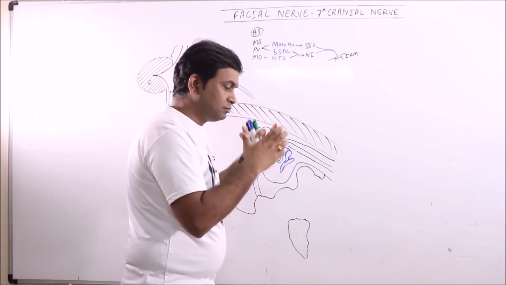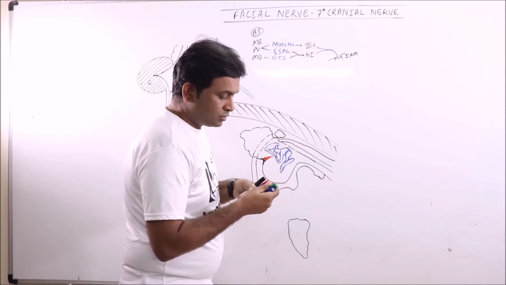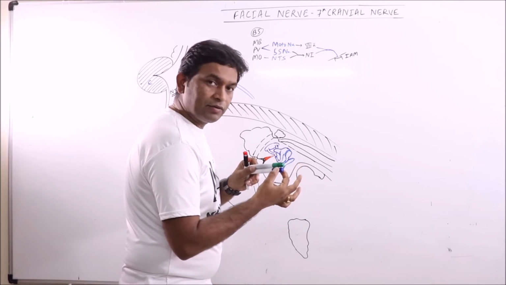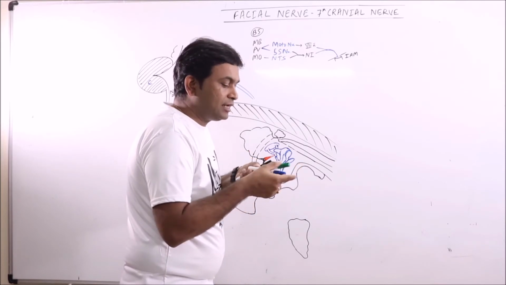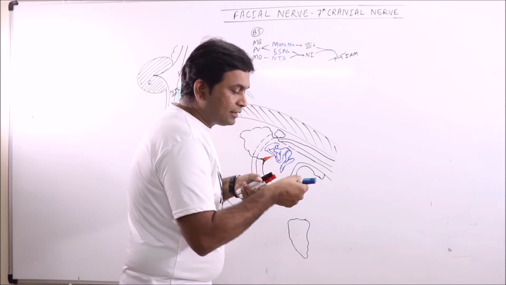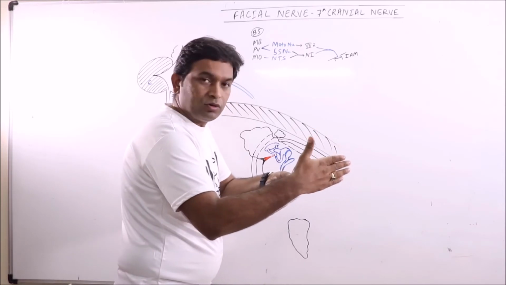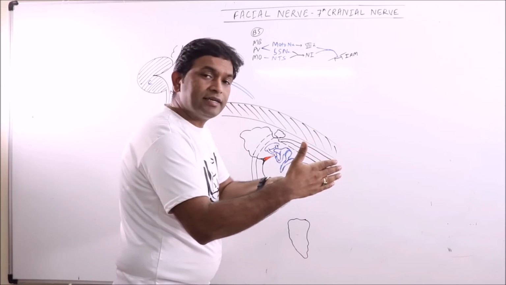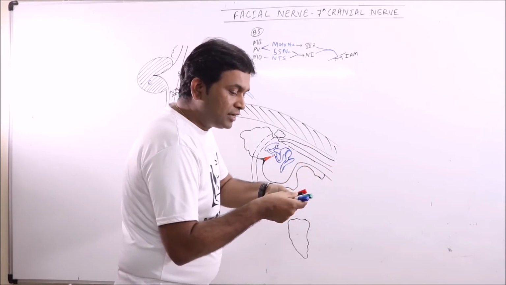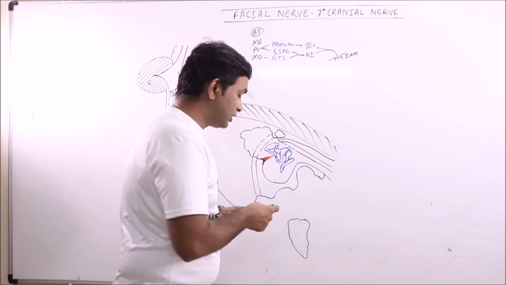This is the brainstem and the fibers are coming out. 2 nerves will come out. One is the facial nerve proper and another one is the nervus intermedius. Basically these are lying lateral to each other. Now they will come together and they will enter the petrous part of the temporal bone. This is already discussed in the lectures on cranial fossa. So they will enter the internal auditory meatus.